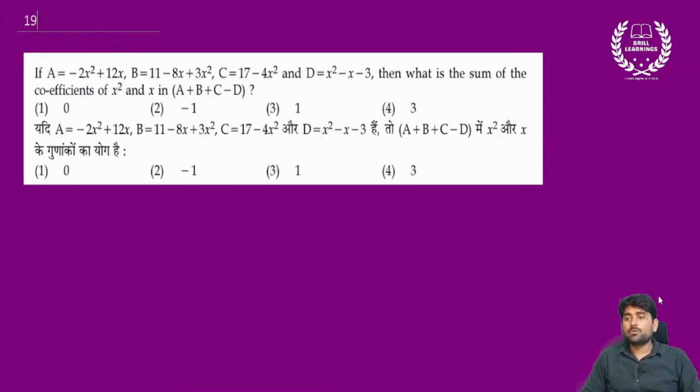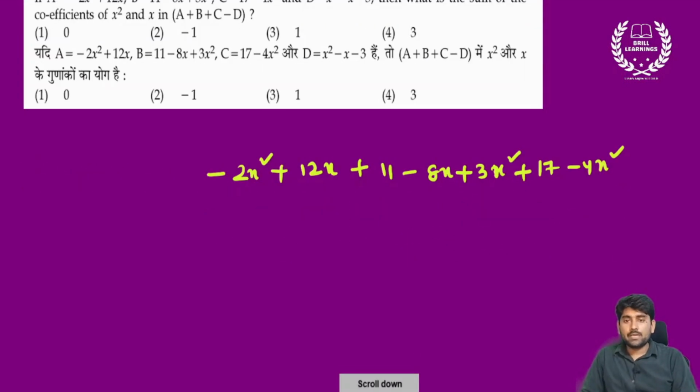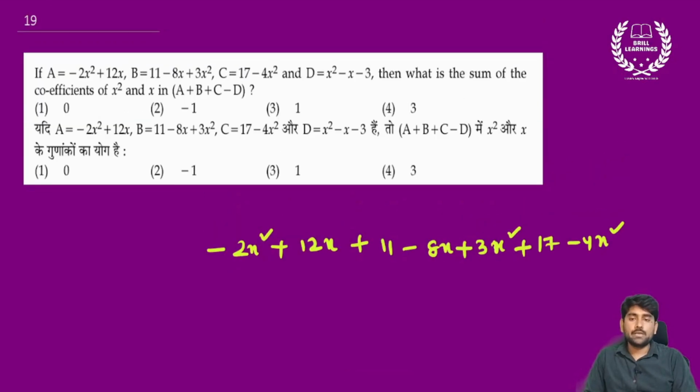What is the sum of the coefficients of x square and x? First, add up a plus b plus c value. What is a here? Minus 2x square plus 12x. And what is b value here? Plus 11 minus 8x plus 3x square. And what is c value? Plus 17 minus 4x square. First add up these three values and then subtract d value.